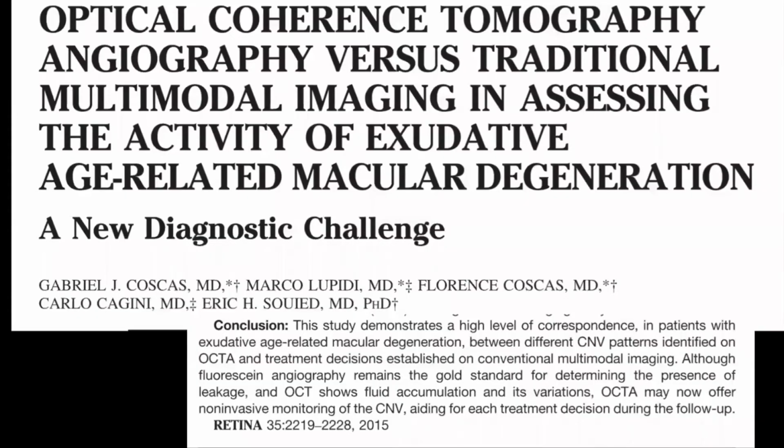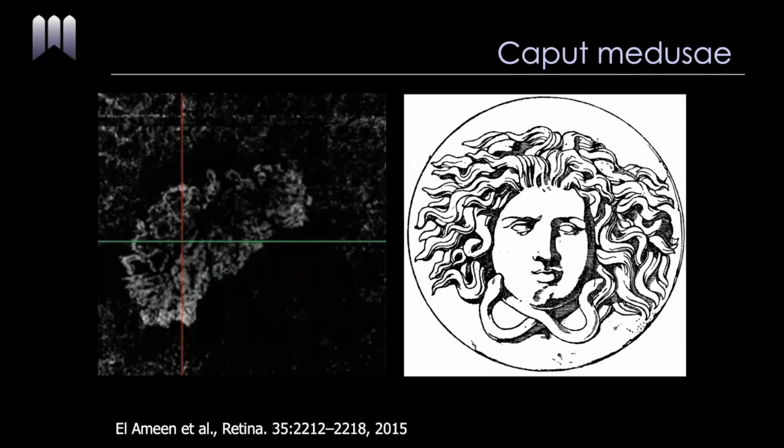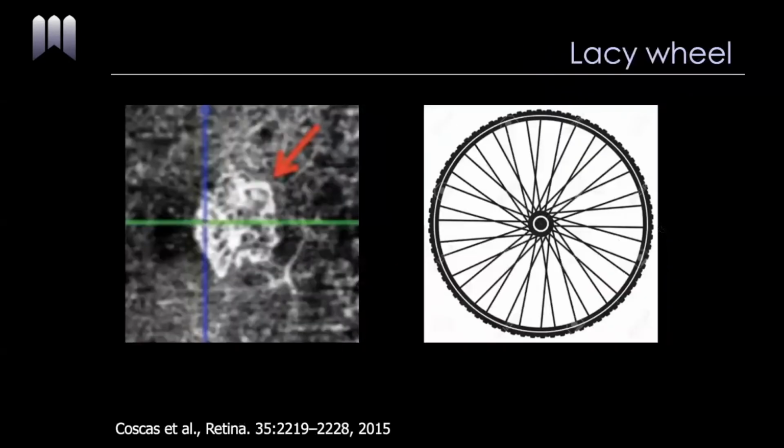One of the first papers that came out was from the French group by Eric Souied. In their hands, they were able to identify lesion parameters that correlate tightly with treatment decisions from OCT. When they looked at the OCTA, they were able to see things like this, where there are peripheral loops. They call this a Caput Medusae feature, and these lesions required treatment every time they saw them. And when they saw these lacy wheel patterns, these eyes had all these arches and peripheral anastomoses, and they were confident in the treatment decision based on these parameters.